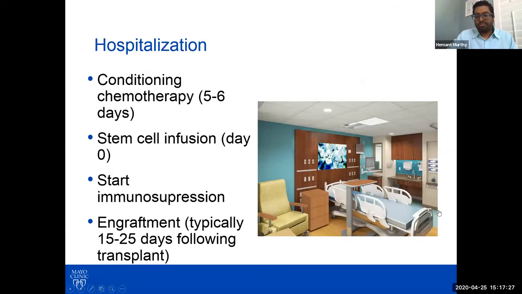Next, please. So hospitalization typically starts with chemotherapy for about 5-6 days. This is what's called the conditioning. Stem cell infusion, we call day zero. And then based on the type of transplant, we start the immune suppressing medicines to prevent graft-versus-host disease and to prevent rejection of the donor stem cells. That could be anywhere from day minus one to day plus one to day plus five. Depending on the transplant and the intensity, we typically say from the infusion, about 15 to 25 days following the transplant is when we expect your counts to engraft, meaning that your neutrophil count goes over 500, and then we feel like it is safe to bring you outside and to start watching you closely in the clinic setting.